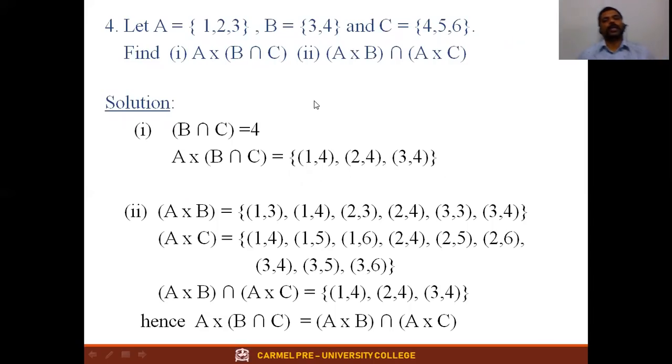Now if A equals {1, 2, 3}, B equals {3, 4} and C equals {4, 5, 6}, find A cross (B intersection C). Second one, (A cross B) intersection (A cross C).